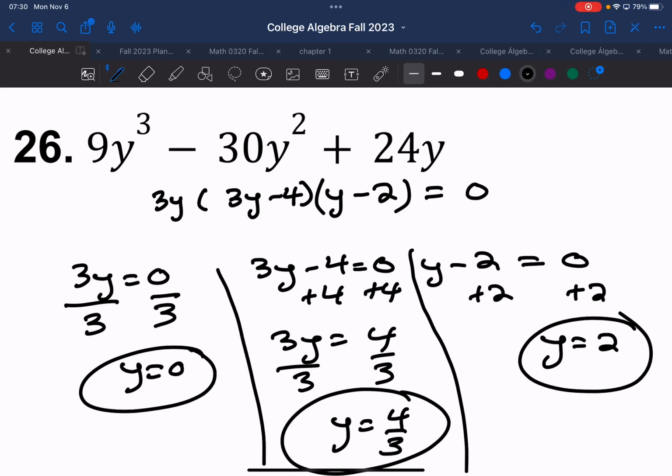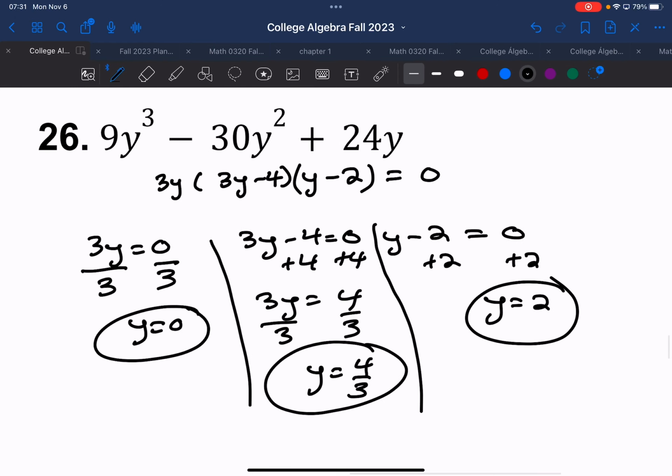No. The only reason it equals 0 now is because it has a variable. What if our GCF was just a number? What if it was just a 2? 2 equals 0. Does that make sense? That's a false statement, so that means we would just have our 2 answers instead of our 3. Okay, so only if it has a variable, then yes, it would be equal to 0. So in this case, we got the answers 0, 4/3, and 2.